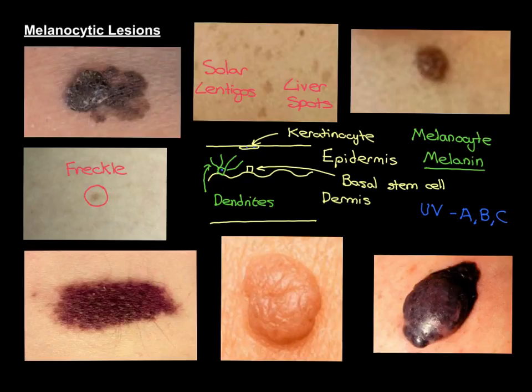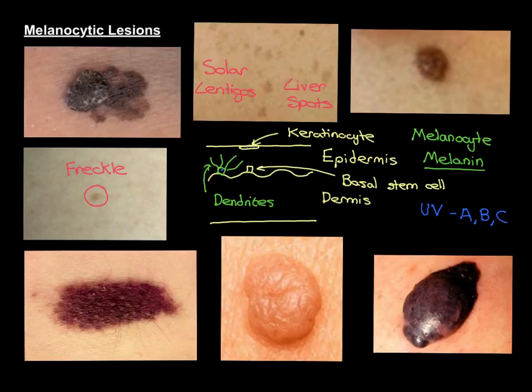They are again flat in nature, so if you run your finger over a solar lentigo, you will not feel any difference compared to the surrounding skin. And in terms of melanocytes, what they represent is quite different to a freckle. They actually represent areas where you have more melanocytes. So a higher density of melanocytes.